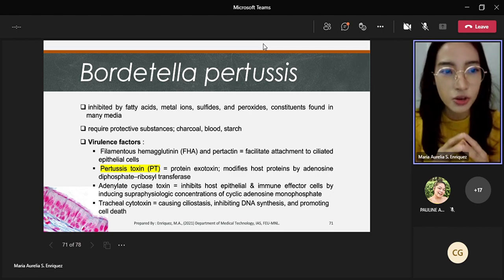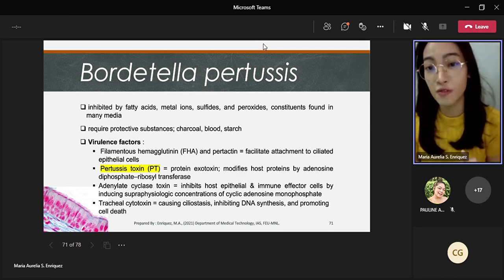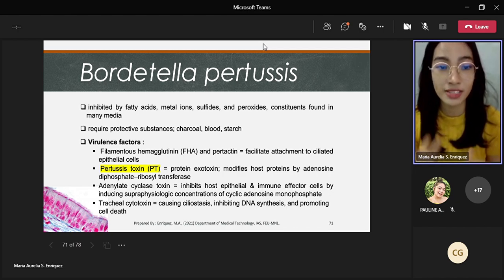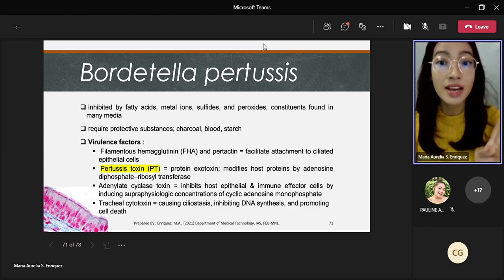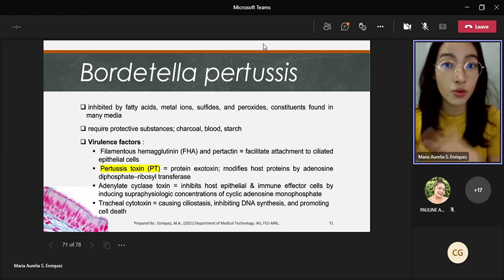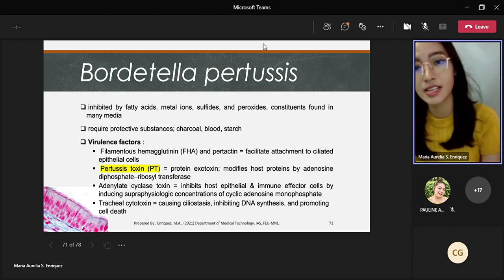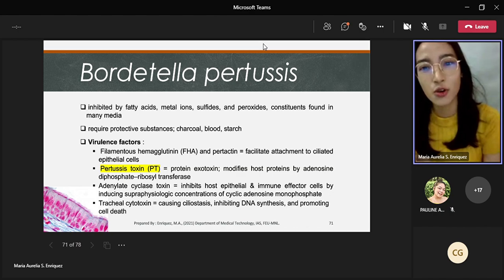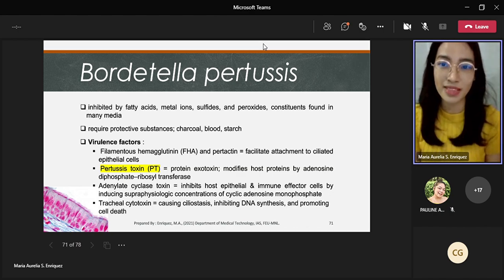Okay, and also andito rin po yung filamentous hemagglutinin, which helps them adhere to surfaces of the ciliated respiratory epithelium. And then they also have adenylate cyclase, which inhibits the action of immune effector cells, and tracheal cytotoxin that causes ciliostasis, or the paralysis of the sweeping motion of the ciliated epithelial cells.